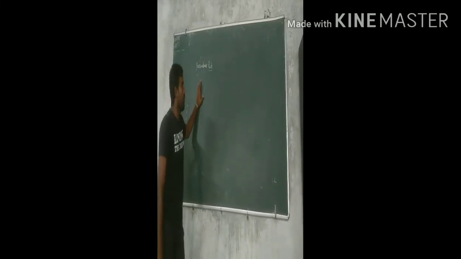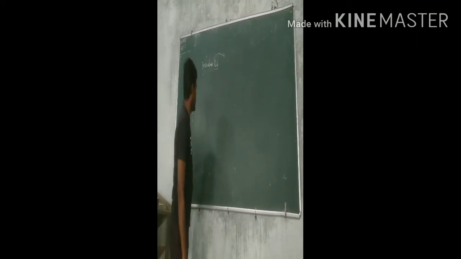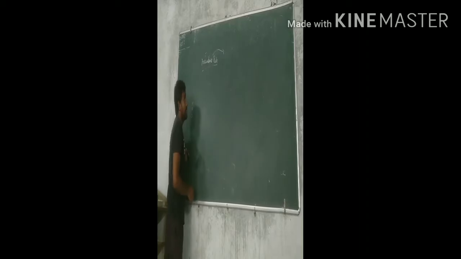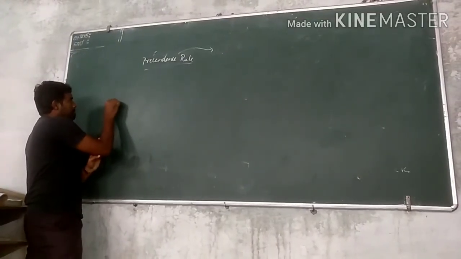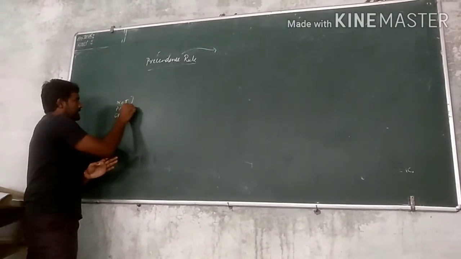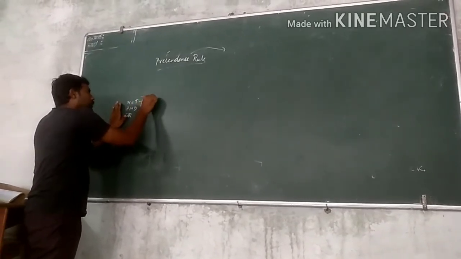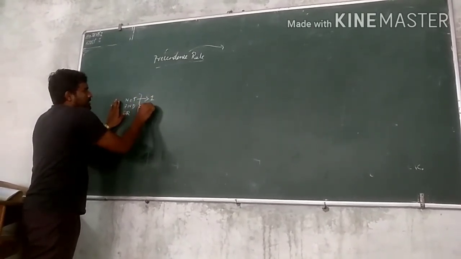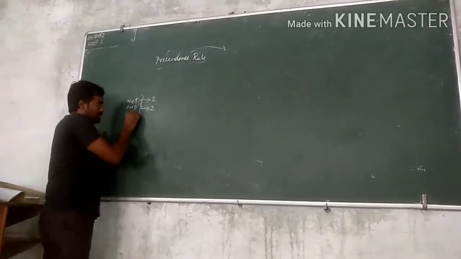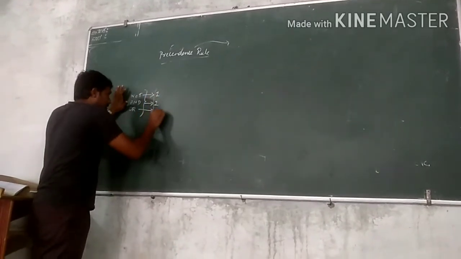Okay then, now we'll go for how to evaluate Boolean expressions. Boolean expressions can be evaluated using the precedence rule. Precedence rule means first is NOT, second is AND, third is OR. This is the way of precedence. First precedence should be given to NOT, second precedence to AND, and third precedence to the OR operator. This is called the precedence value.